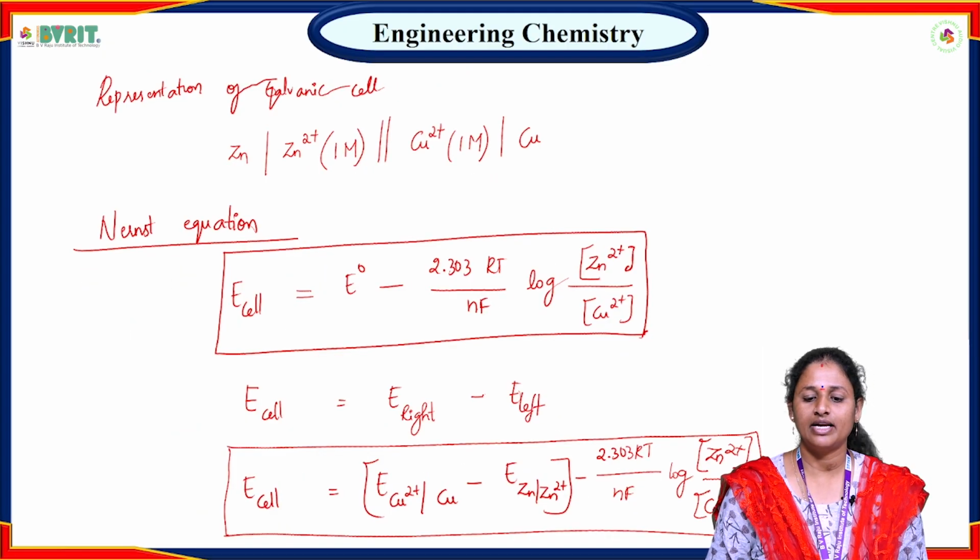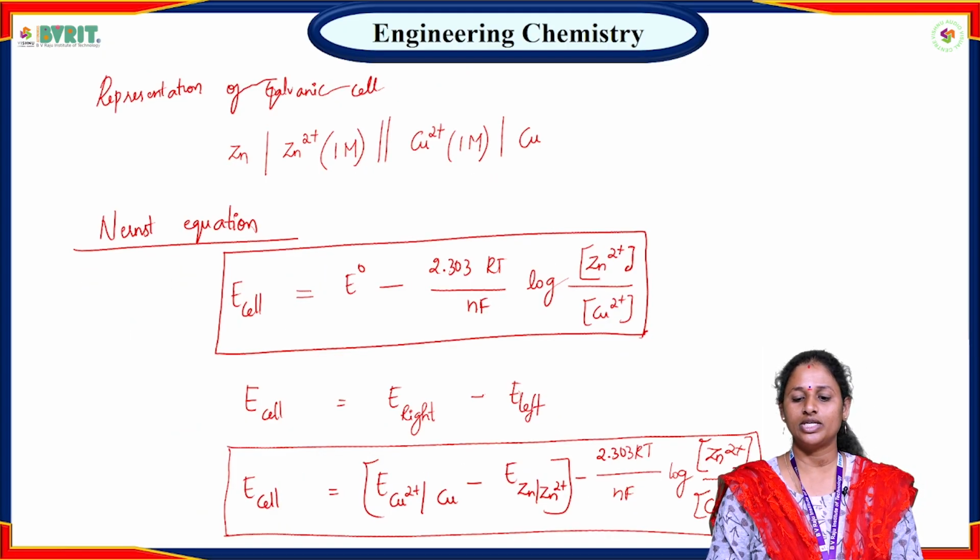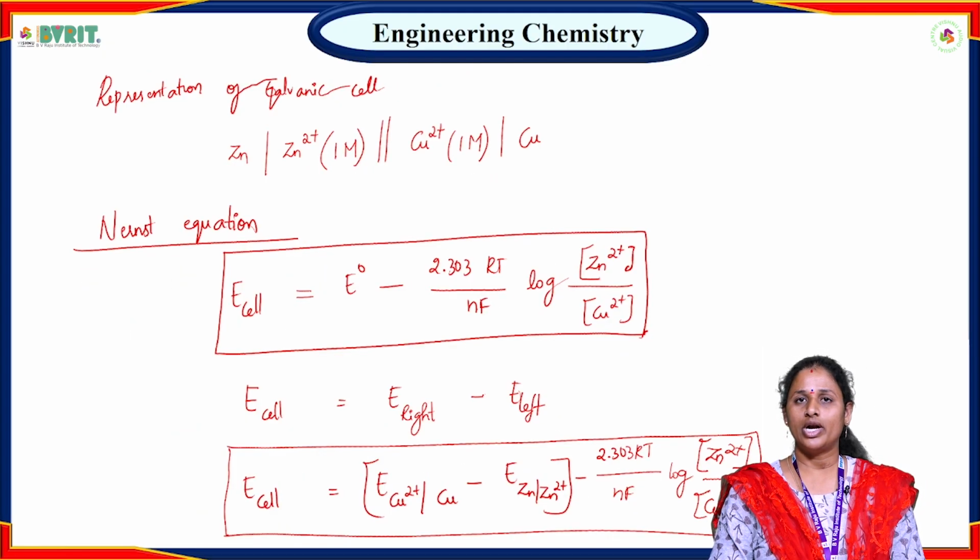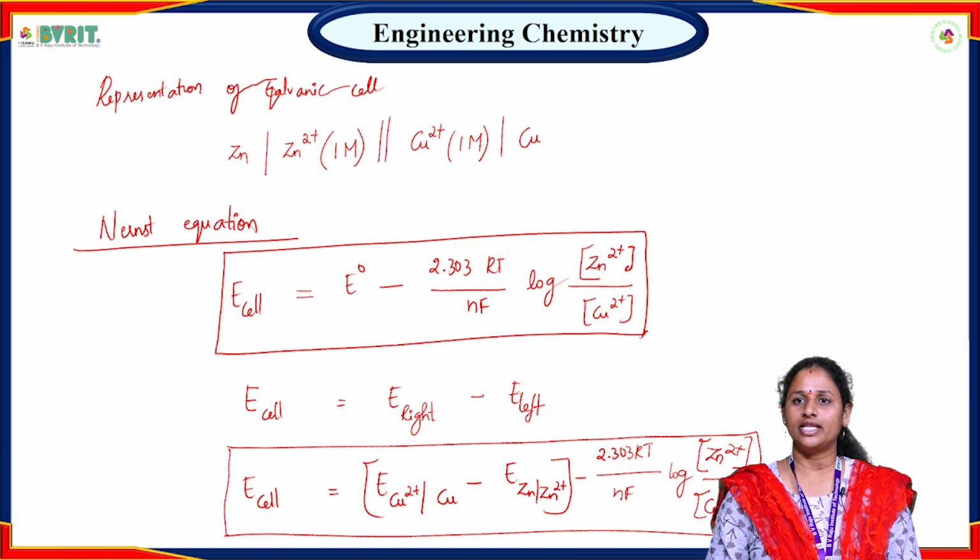So this is the cell representation, and the Nernst equation is E cell equal to E naught minus 2.303 RT/nF log of Zn2+ concentration by Cu2+ concentration. The concentration may vary, either 0.1, 0.01, 0.5 or 0.05. So E cell equal to E right side minus E left side. That is to be substituted depending on the oxidation and the reduction potential values.